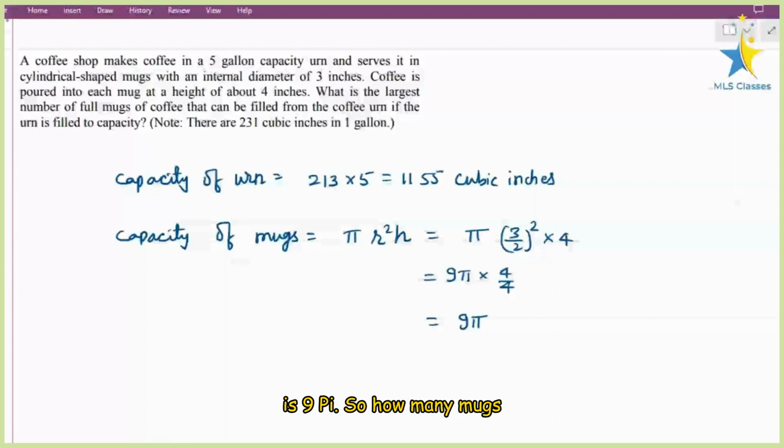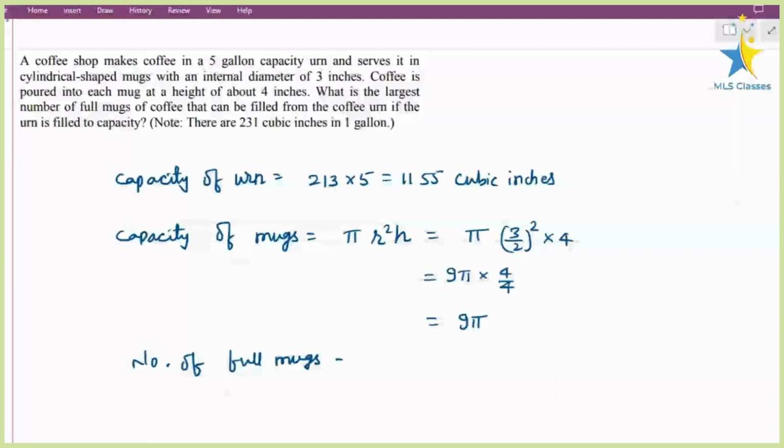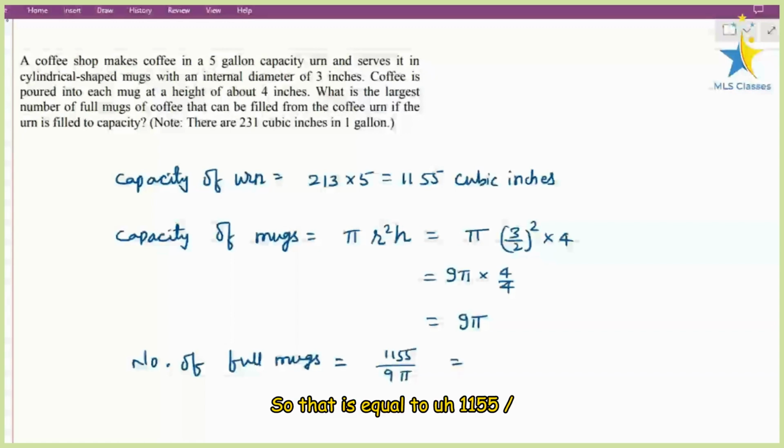So how many mugs can there be? That's what it is asking: what is the largest number of full mugs? So the number of full mugs will be equal to 1155 divided by 9 pi. So that is equal to 1155 divided by 9 times 3.14.